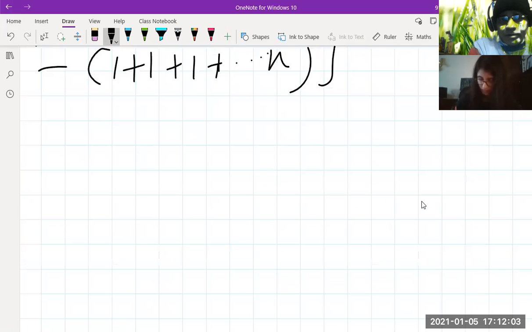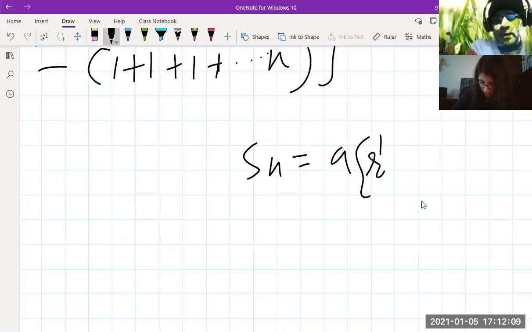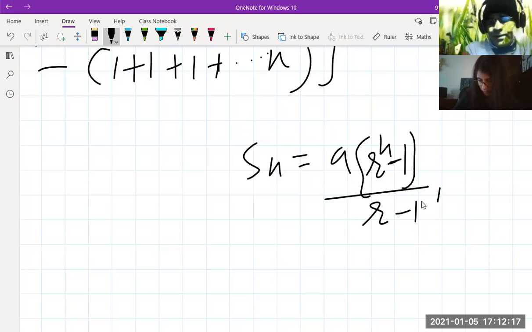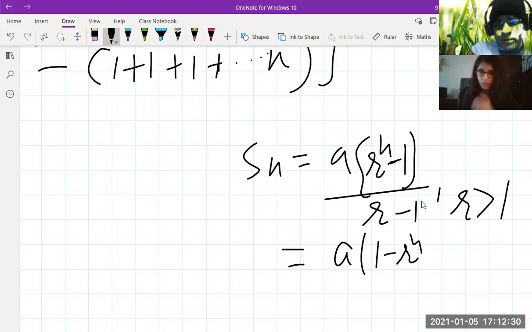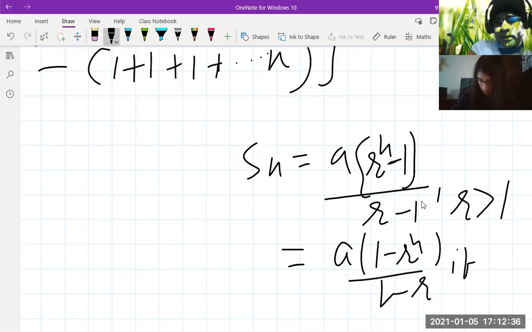Sum of n terms in GP is a times r to the power n minus 1 upon r minus 1. There is a constant. Constant is r greater than 1. Constant means condition. Condition is r should be greater than 1. And there is another formula, a times 1 minus r to the power n upon 1 minus r, if r is less than 1. Okay, so this is the sum of n terms in GP.